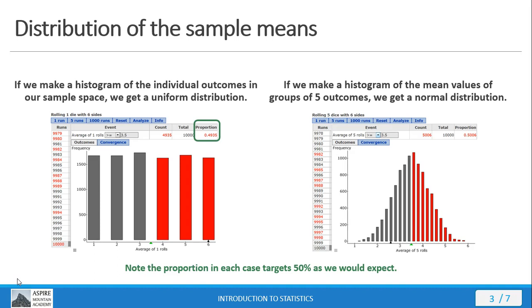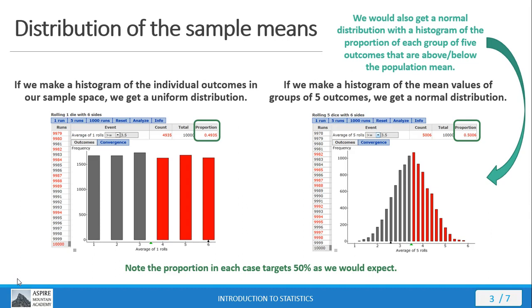Note that in each case, we're targeting 50% as we would expect. So again, half of our outcomes are greater than the mean, and about half of the outcomes are less than the mean. It's not exactly 50, but it's close enough for government work.